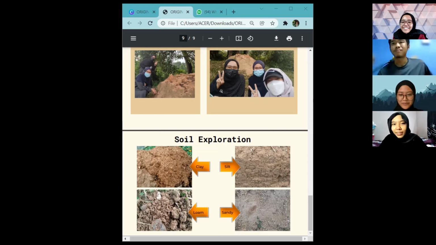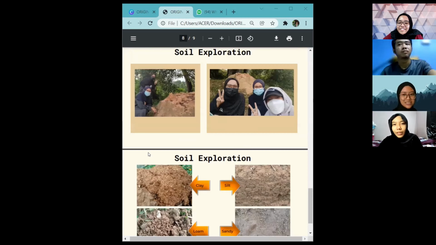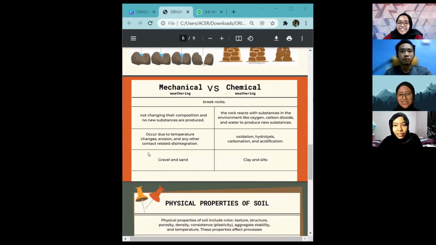Sorry for interrupting, but I want to ask a question. Can someone explain to me again? Can chemical and mechanical weathering operate together during the rock cycle?